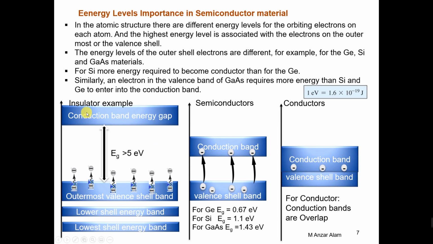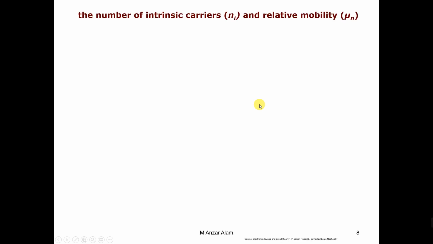So one electron volt, the energy, is equal to 1.6 times 10 raised to the power of minus 19 joules. The number of intrinsic carriers, I think this is the last slide of this lecture. The number of intrinsic carriers means the concentration of the free electrons, Ni, and the relative mobility is mu n.